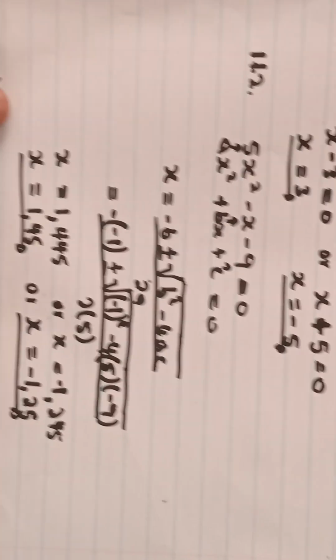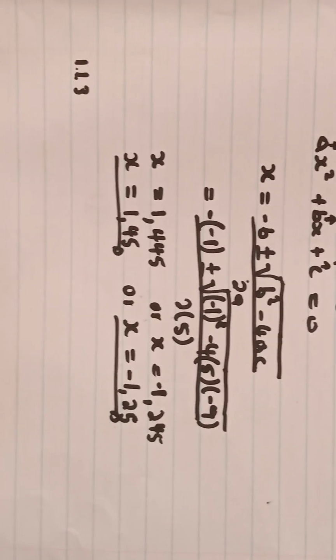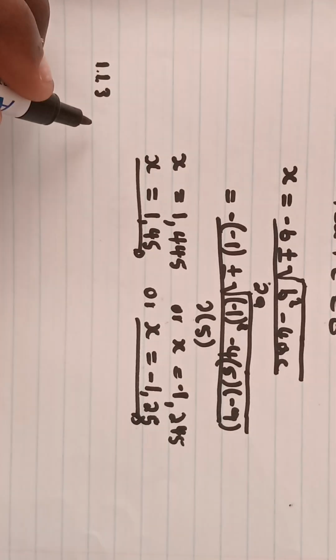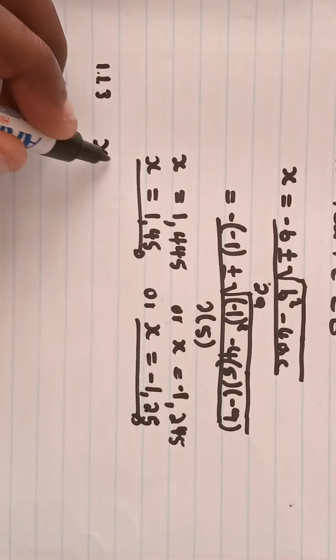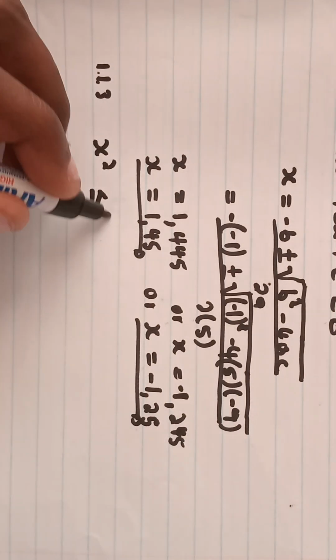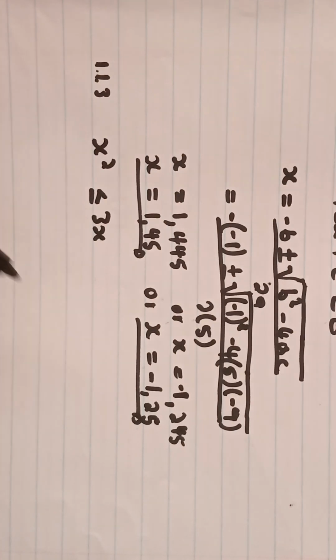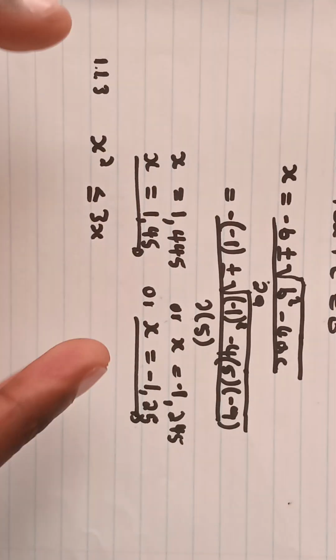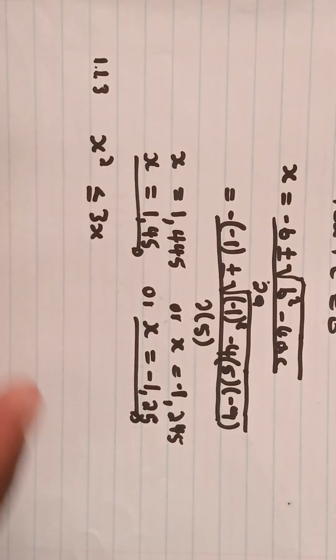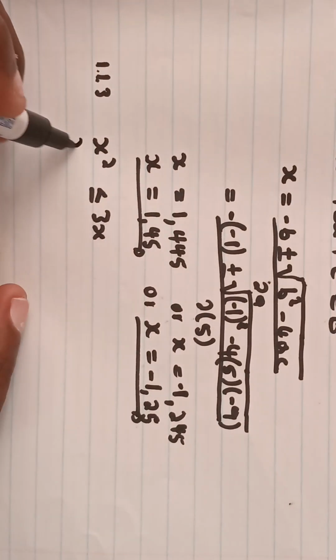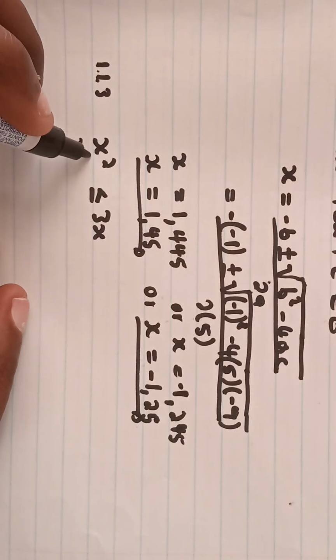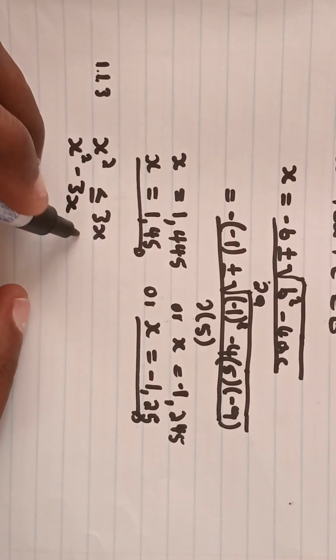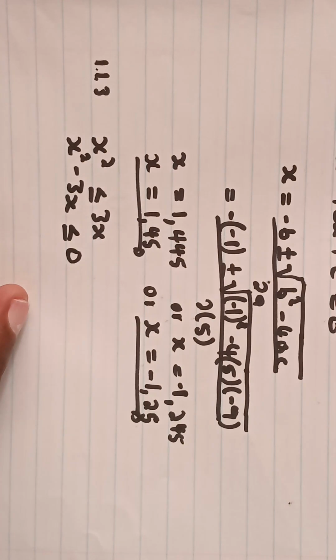1.1.3, here it is, 0.1.3. It says that x squared is less or equals to 3x. Let's try to transpose this thing so that we have terms on the same side. Let's say here x squared minus 3x is less or equals to 0.